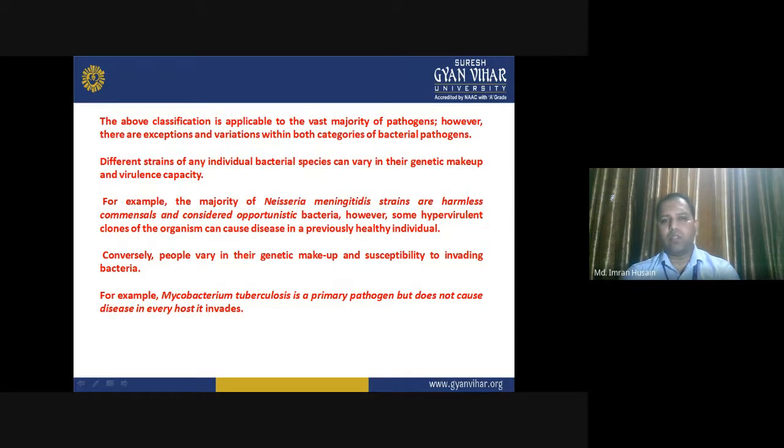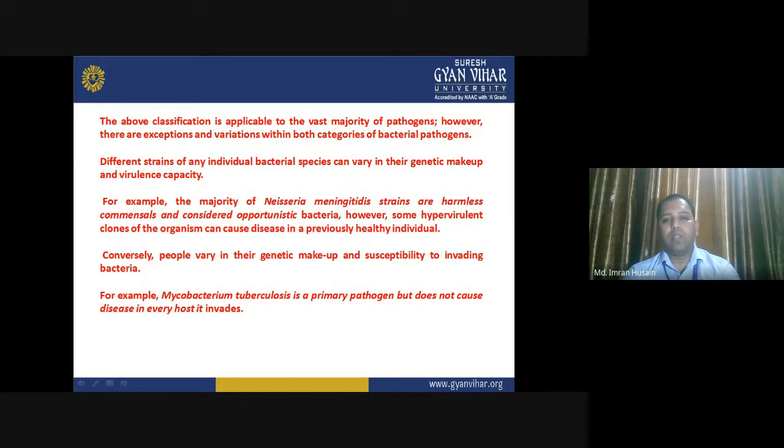For example, the majority of Neisseria meningitidis strains are harmless commensals and considered opportunistic bacteria. However, some hypervirulent clones of the organism can cause disease in a previously healthy individual. So, some bacteria are not at all harmful to you, but due to some mutation, due to some changes, they become hypervirulent in nature. Okay, then these bacteria can really be harmful.